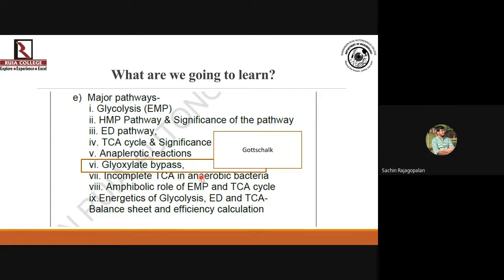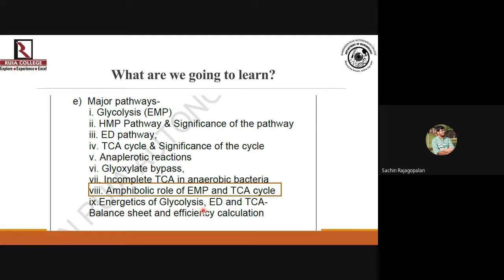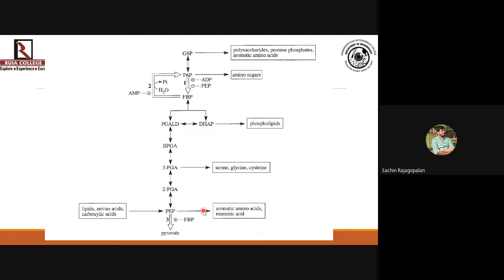Now what we have to study is amphibolic role of glycolysis and TCA cycle and bioenergetics part. Okay, so let us first start with the amphibolic role of EMP and TCA cycle. So you already know the meaning of amphibolic. We have used this term several times now. You know that amphibolic basically means something which is both catabolic as well as anabolic, right?